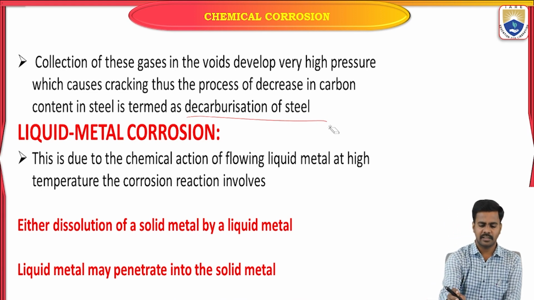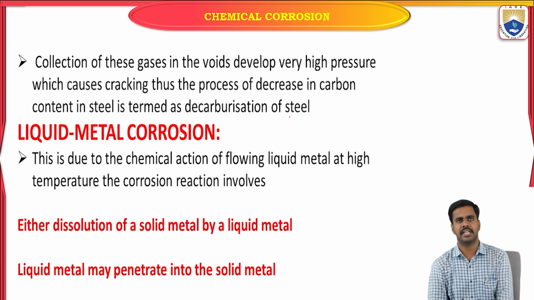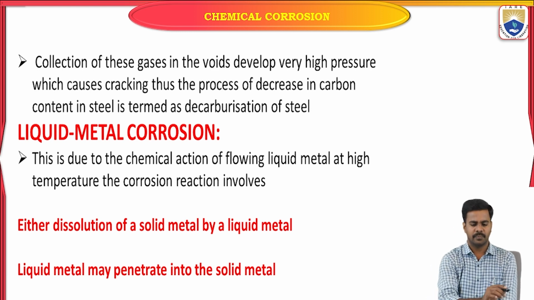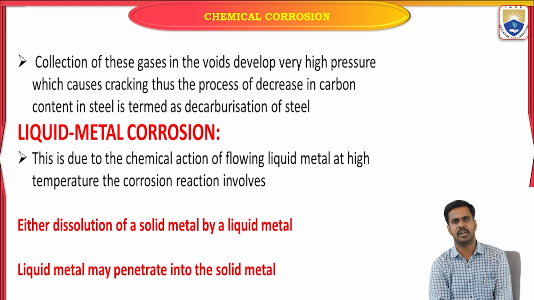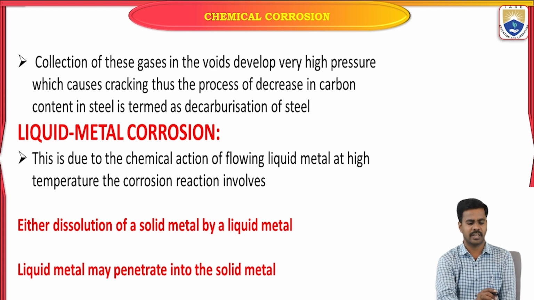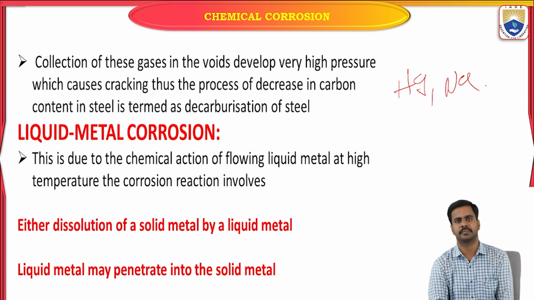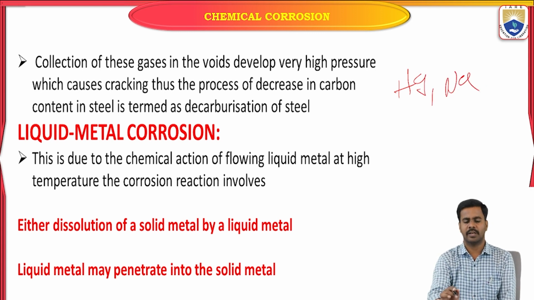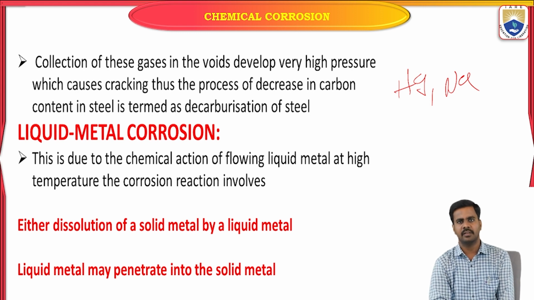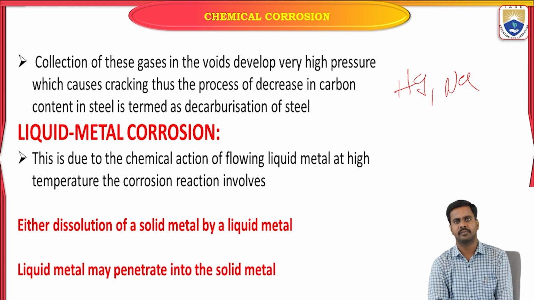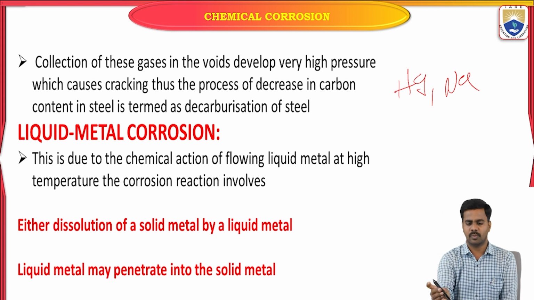Okay. And the third type of chemical corrosion is liquid metal corrosion. So we know what a liquid metal is. What are the examples of liquid metals? Mercury and sodium. How can we define a liquid metal? The metal which shows properties of both metal and liquid. These are the liquid metals.